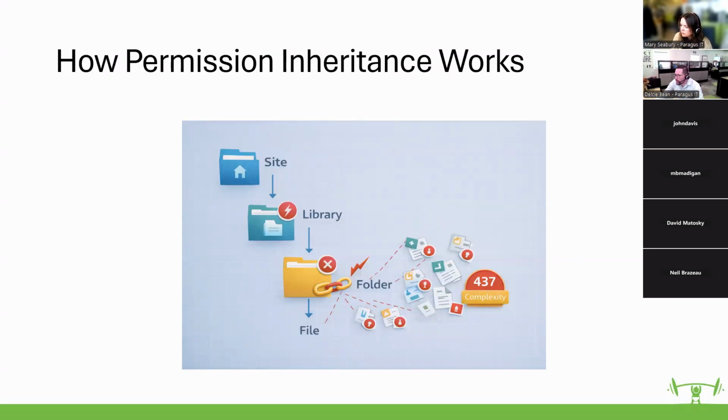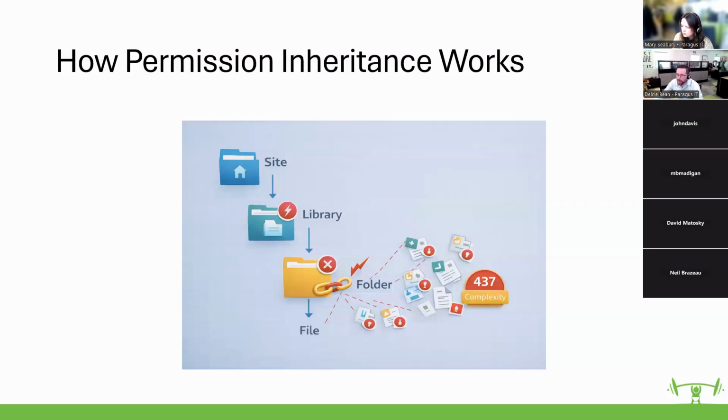One of the key things we like to focus on is SharePoint permissions. SharePoint permissions are designed to flow downward in a structured hierarchy: site, library, folder, file. By default, permissions inherit from the top all the way down. This inheritance model is intentional because it keeps access simple, predictable, and auditable. When permissions are set at the site level, everything underneath that structure will follow.